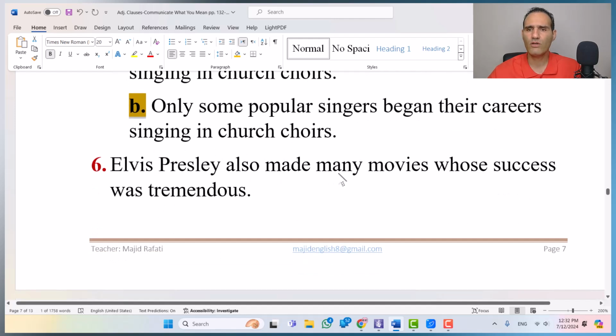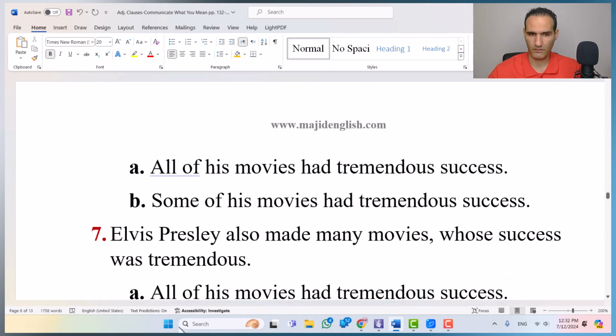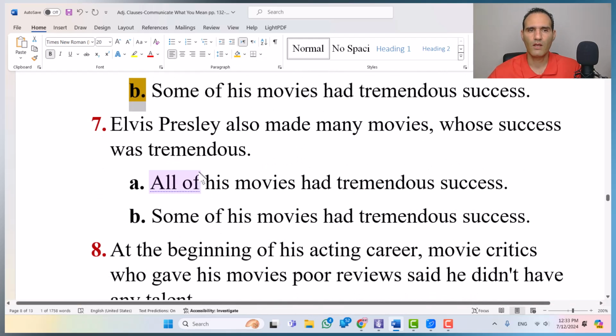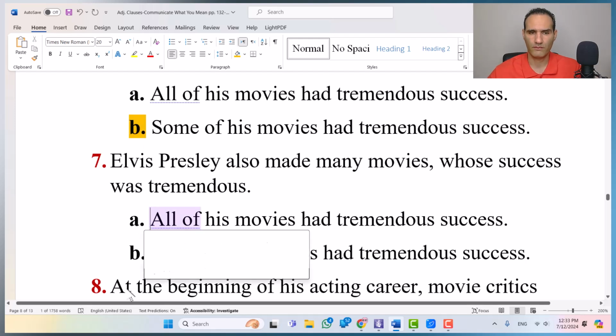Elvis Presley also made many movies whose success was tremendous. Tremendous success, a very beautiful adjective collocation. So, made movies whose success. An unnecessary adjective clause means all of the movies. Elvis Presley made many movies, whose success. An unnecessary adjective clause means all of them.